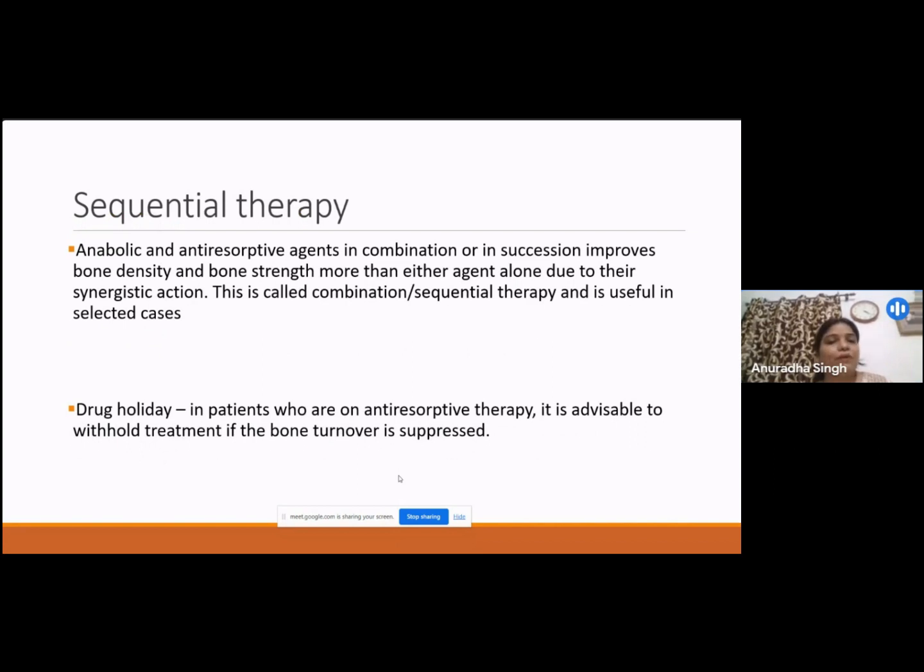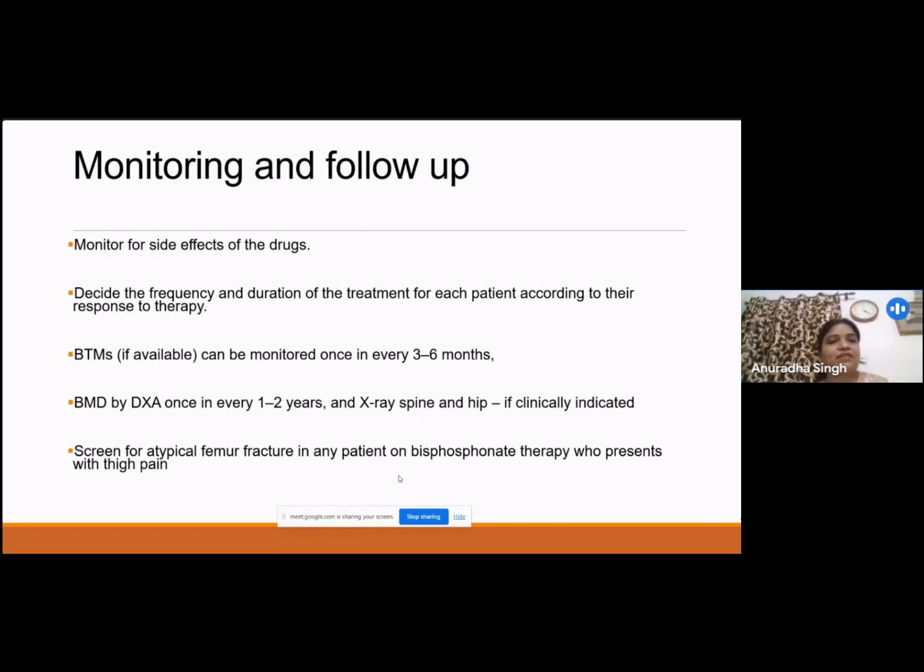Now, this is a word about sequential therapy, which I was talking about, like denosumab is associated with rebound bone resorption. So sequential therapy means that the anabolic and anti-resorptive agents are either given in combination or succession to improve bone health. And we have to have a drug holiday in between. So it is advisable to withhold the treatment if the bone turnover is found to be suppressed on subsequent screening by DEXA scan. Now, even if we are not giving a treatment, we might get patients who are on these drugs, so we need to monitor them for side effects.